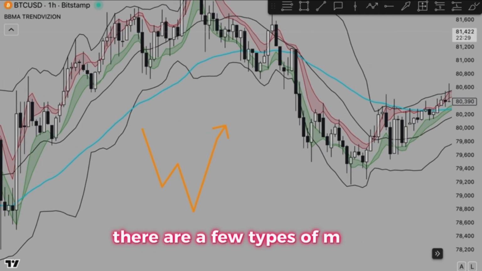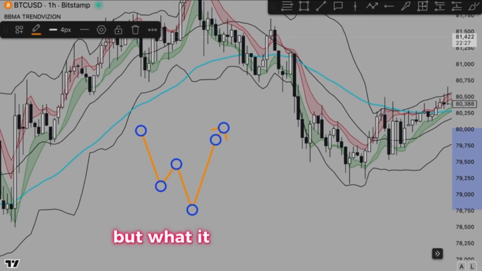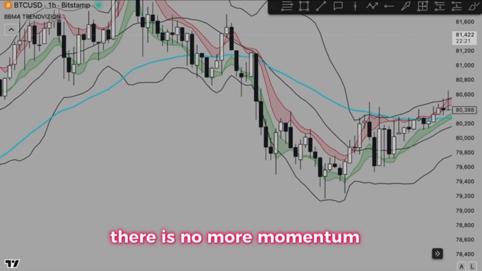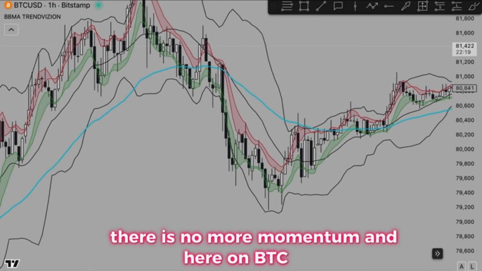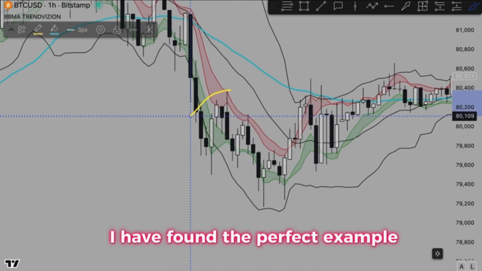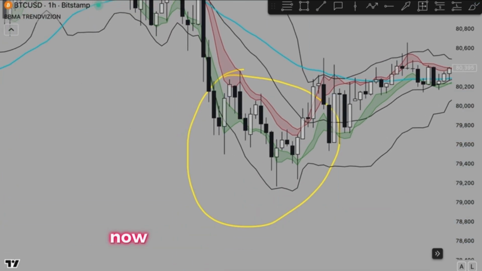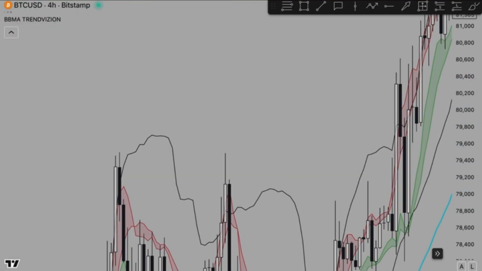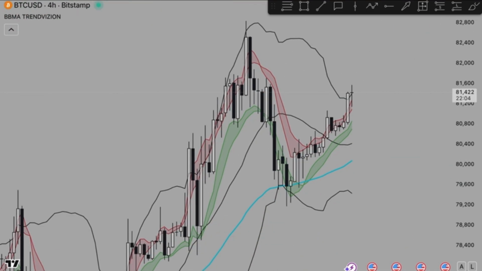There are a few types of MHV, of course, but what it really is, is the loss of momentum, right? There's no more momentum. And here on BTC USD, I have found the perfect example right here. Now, let's say you wanted to trade that MHV. Let's go to the 4 hour.